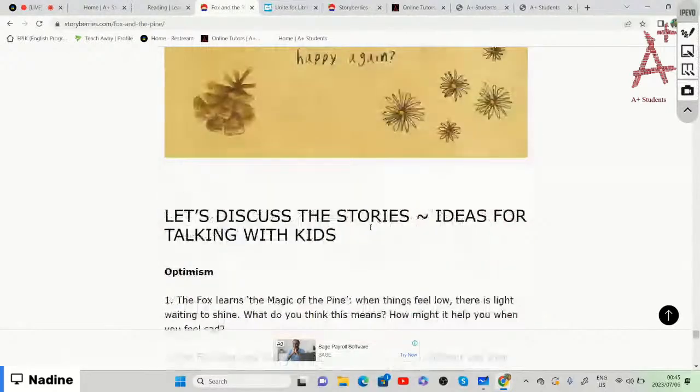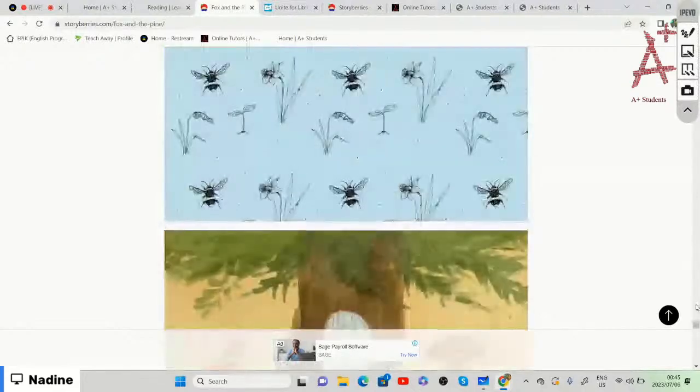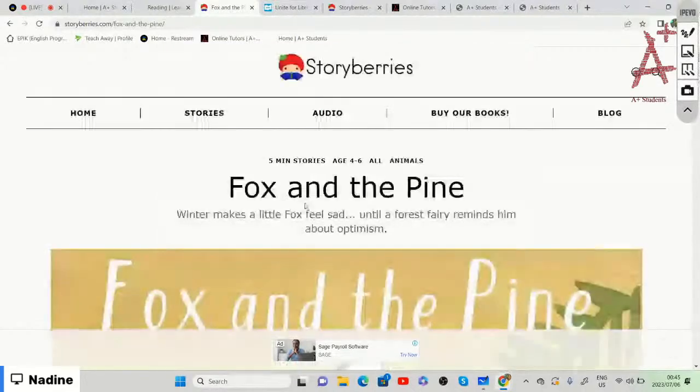Right? So that is the story about Little Fox, the fox and the pine. They say that winter makes a little fox feel sad until a frosty fairy reminds him about optimism, things to make him happy, right?